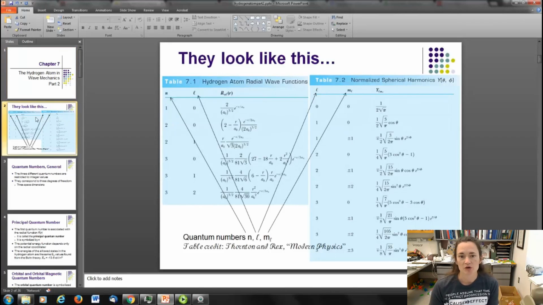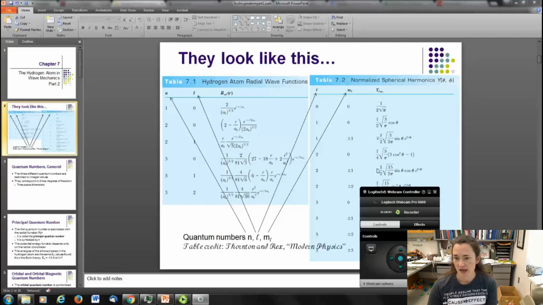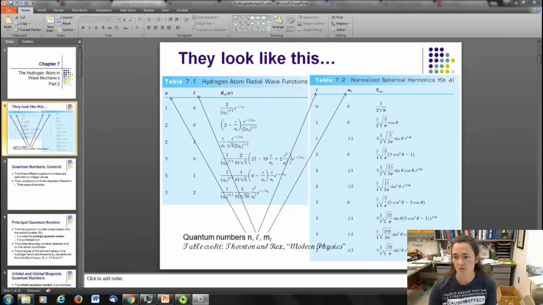So remember that last time I showed you these charts and I explained that the hydrogen atom wave functions look like this. They're functions of the radial wave function R and also of the spherical harmonics, which are the Y_lm. And the spherical harmonics are a function of theta and phi. To get the appropriate wave function, you multiply your radial component times your spherical harmonic to get the full wave function for the system.